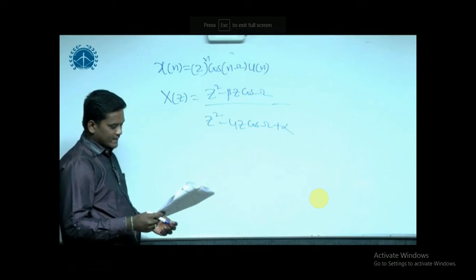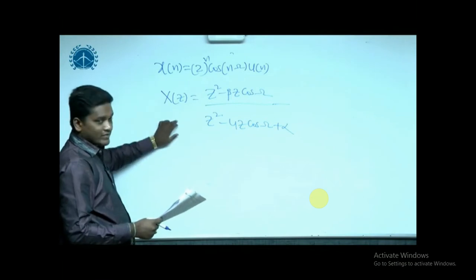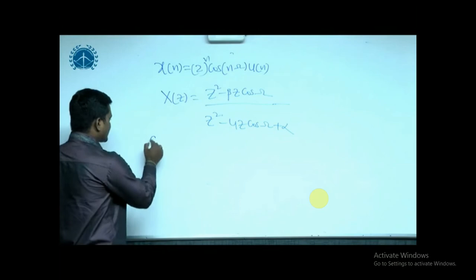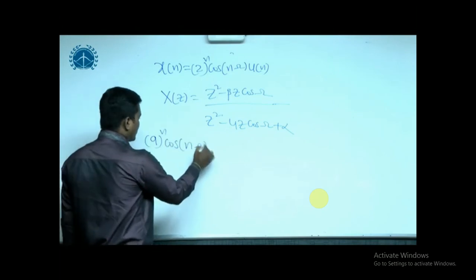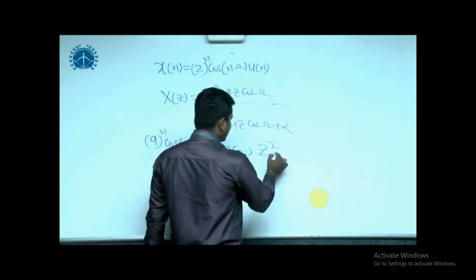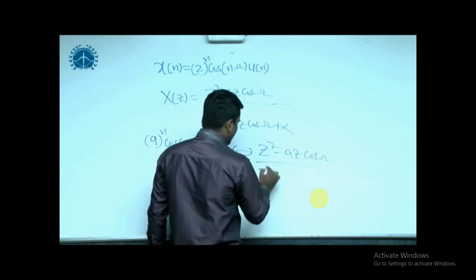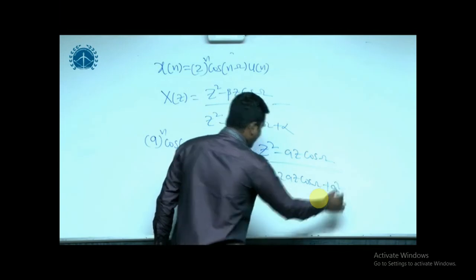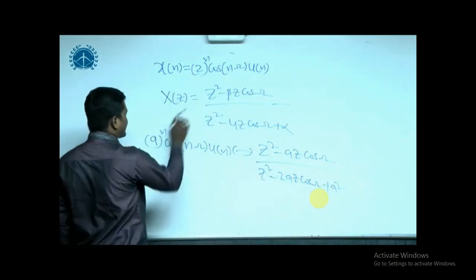The question is, signal x of n is given as this one, and the Z transform of this is this one. Then what is the value of alpha by beta? So we know the standard pair: a power n cos of n omega into u of n has Z transform (z square minus a z cos omega) by (z square minus 2 a z cos omega plus a square). Now, once you compare, a is given as 2.